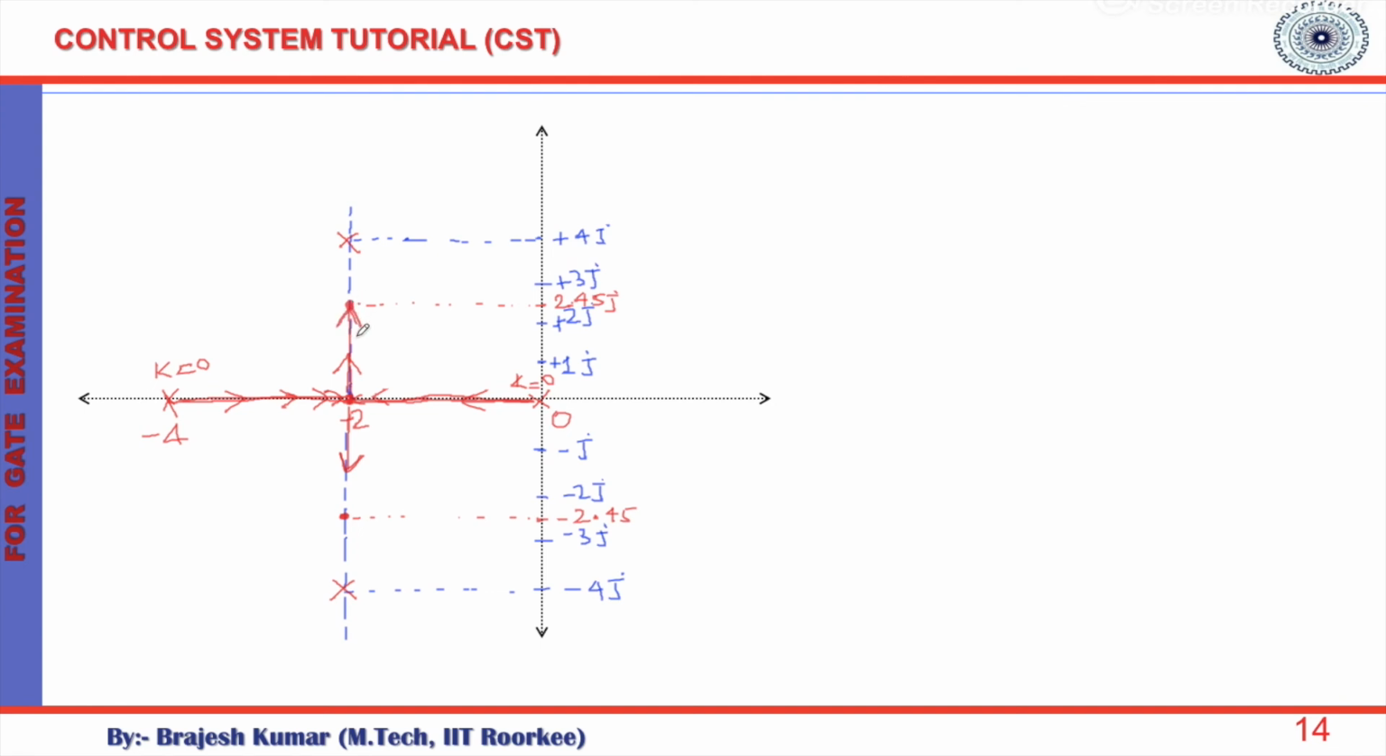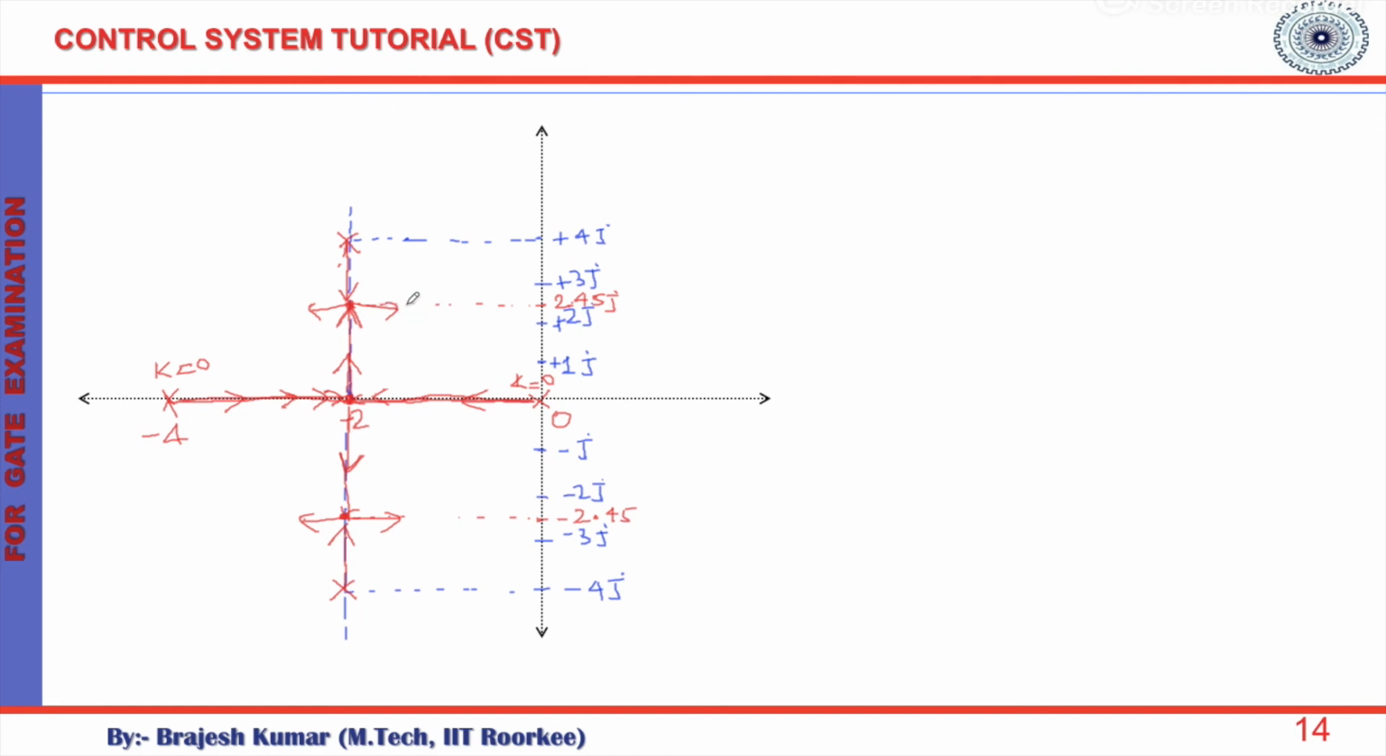At the breakaway point, we must have two branches merging and then diverting from that point. So at k equal to 0, while increasing the value of k, this will move like this. Similarly, that will move like this, and here they will divert. One will go like this, another will go like this. Here also one will go like this, another will go like this. We don't know where they will proceed.